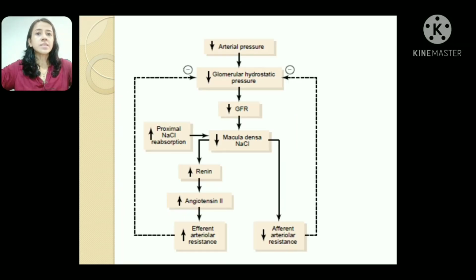You can see here the same thing is depicted with the flow chart. You can see when there is decrease in the arterial pressure, glomerular hydrostatic pressure decreases, so GFR decreases, and as GFR decreases, sodium chloride delivery to the macula densa cell decreases. And macula densa cells act by two mechanisms. Number one, they decrease afferent arteriolar resistance, so glomerular hydrostatic pressure now increases. And second, they release renin from the JG cells, and renin causes increase in the efferent arteriolar constriction, which in turn increases the glomerular hydrostatic pressure.